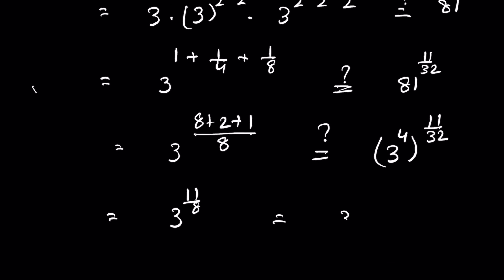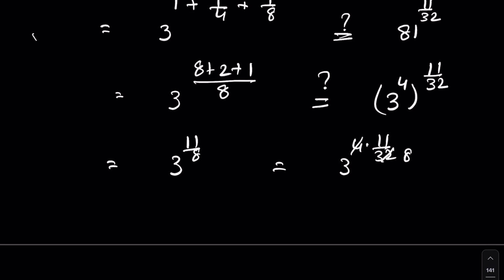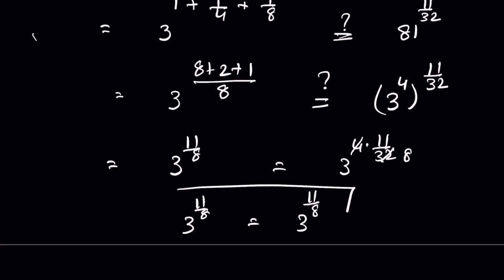And this side we have 3 raised to the power of 4 times 11 upon 32. 4 times 8 is 32. So 3 raised to the power 11 upon 8 is equal to 3 raised to the power of 11 upon 8. LHS is equal to RHS. Our answer is verified.